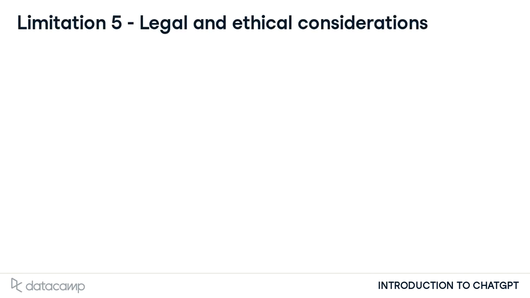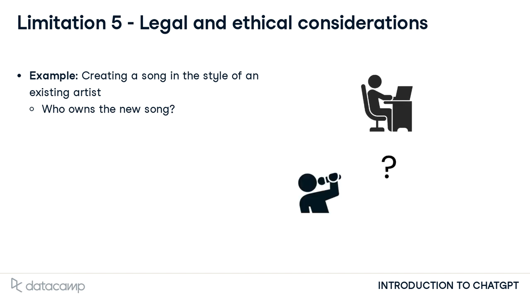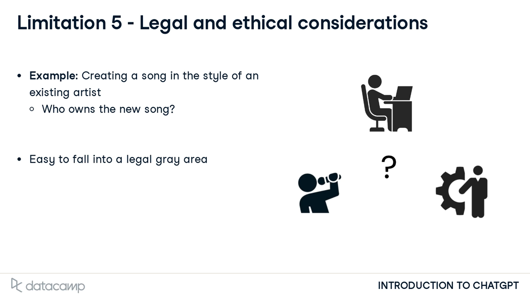Let's discuss a limitation on what the user can do. Consider this situation. We asked ChatGPT to write a new song in the style of our favorite artist. ChatGPT generates a song that resembles the style of this artist based on the song lyrics that were present in the training data. But who owns this new song? Is it the user that wrote the prompt, the artist that wrote the original lyrics, or OpenAI, the creators of ChatGPT? It's easy to fall into one of these legal grey areas if the use cases for ChatGPT aren't properly scoped, so that ownership and legal implications are well understood and accepted. We'll discuss ownership and privacy in much more detail later in the course.